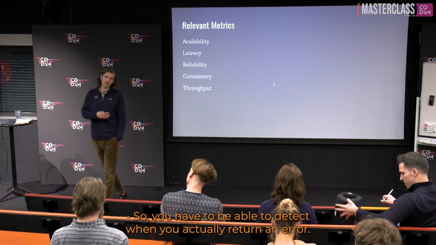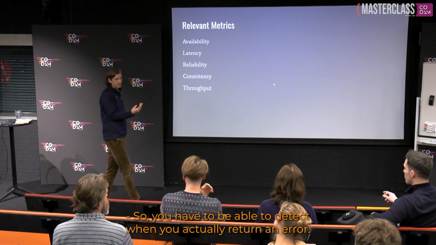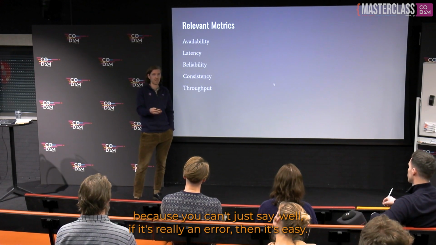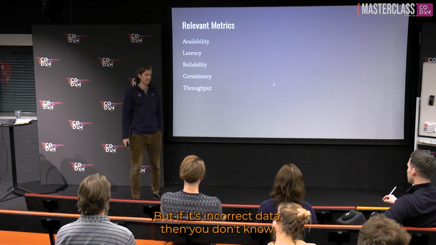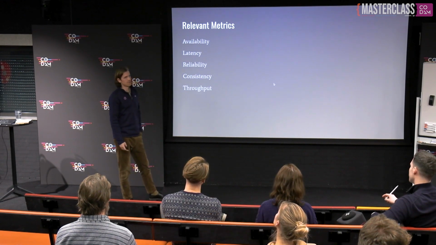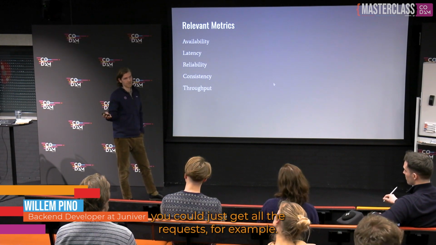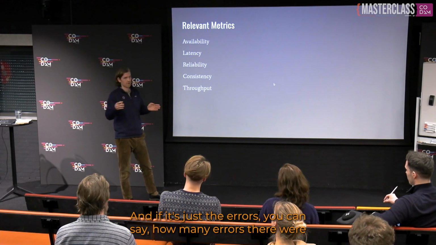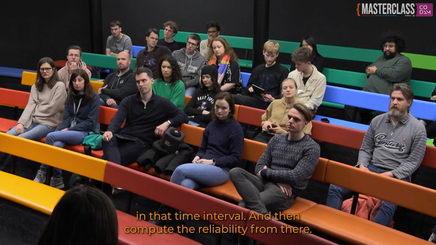So you have to be able to detect when you actually return an error, right? That's often very difficult with reliability because if it's really an error, then it's easy, but if it's incorrect data, then you don't know. But if you have the live data, you could get all the requests, for example, and if it's just the errors, you can say how many errors there were in that time interval, and then compute the reliability from there.